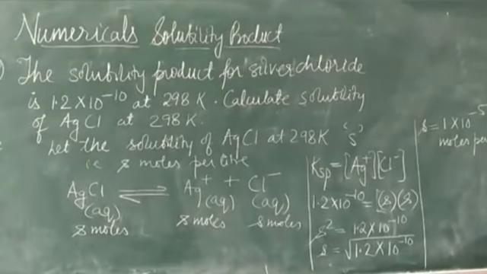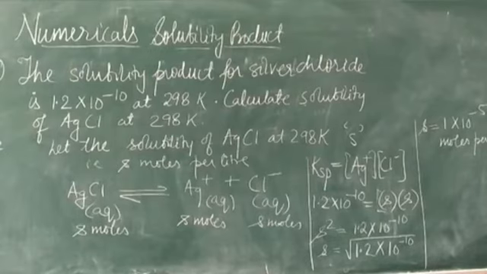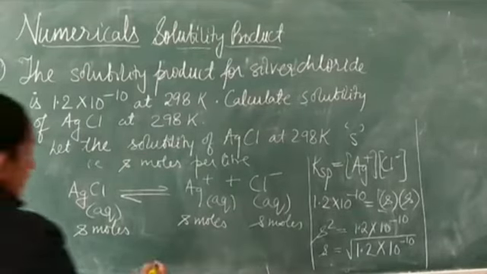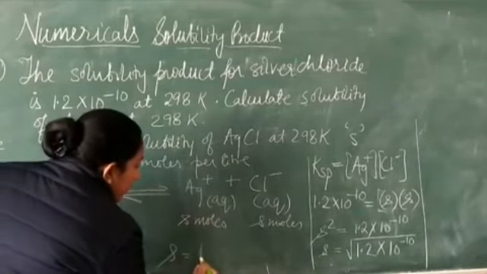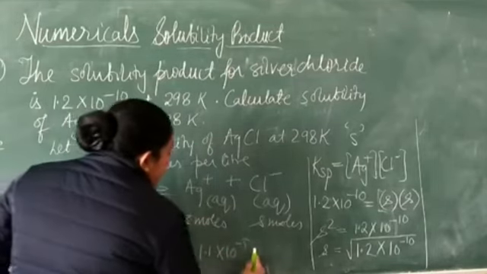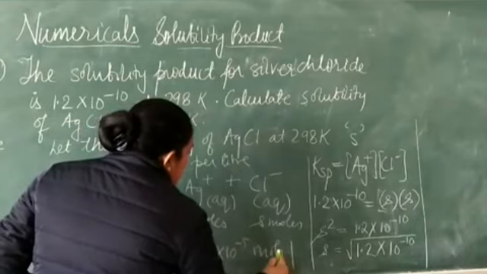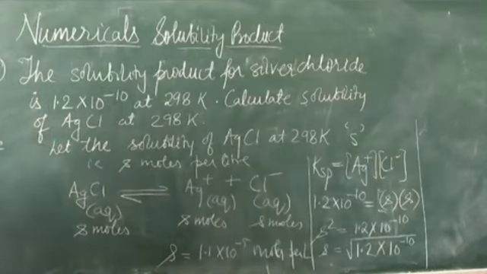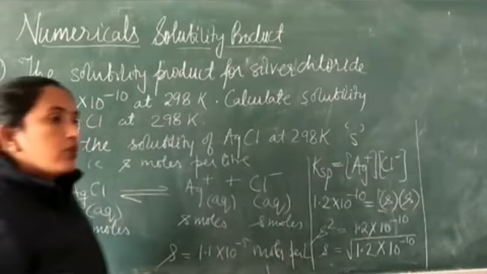So the solubility, students, will be 1.1 into 10 raised to power minus 5. Since the board is not clear, I am repeating: the answer will be 1.1 into 10 raised to power minus 5 moles per liter. So this will be the solubility. So students, you can get the numerical.